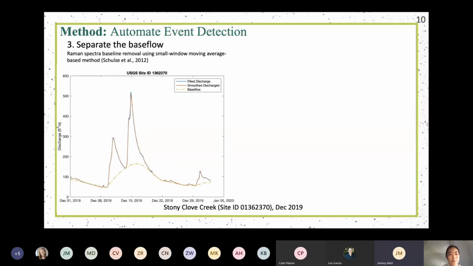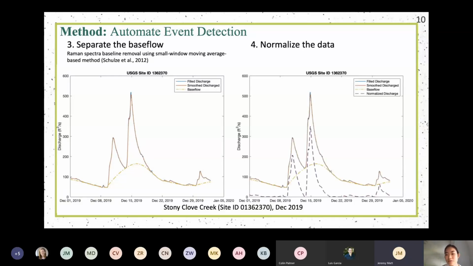After that, I'm going to separate the base flow. Base flow is a very abstract concept in hydrology, but graphically speaking, if you look at the graph, you can see the yellow dashed line here, and that is our base flow. It's basically just a curve that goes through all the local minima of the hydrograph. The method I use to separate the base flow is called the Raman spectra baseline removal using a small window moving average. This is not an application in hydrology, but is actually from the spectroscopy field.